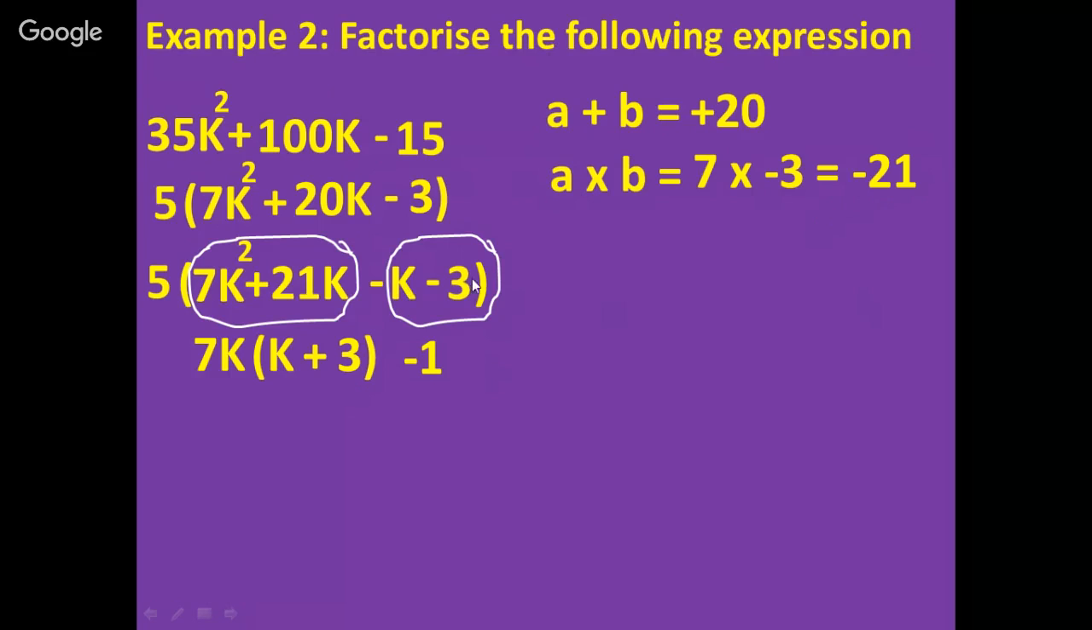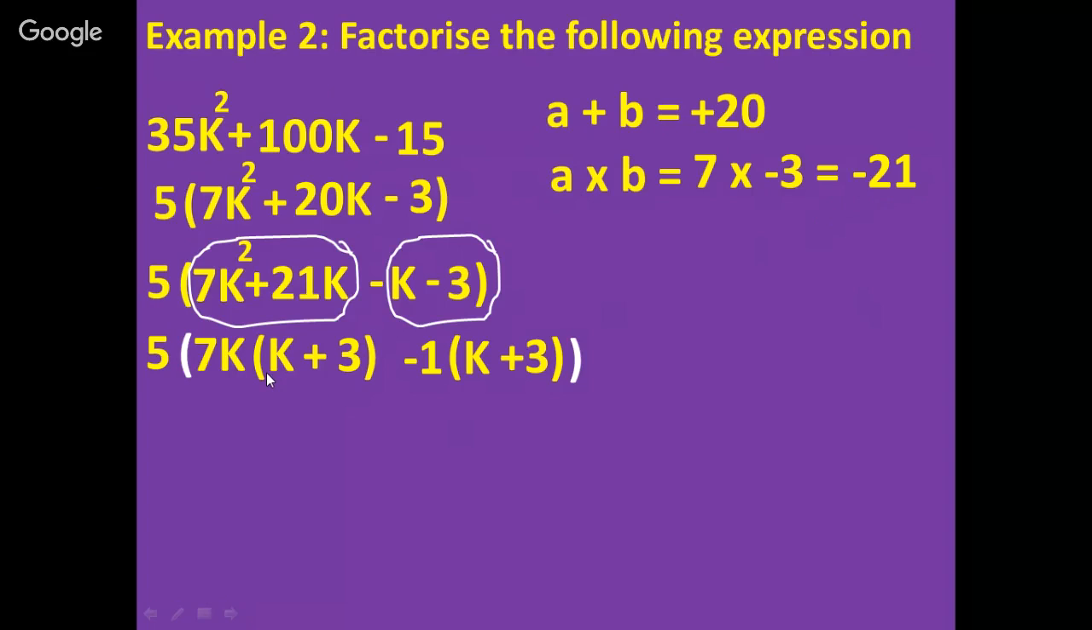Now, what can we factor out from this group? We can factor out minus 1. We can divide this by minus 1. So minus 1 times k plus 3, because minus 3 divided by minus 1 is plus 3. And no doubt this whole into 5.